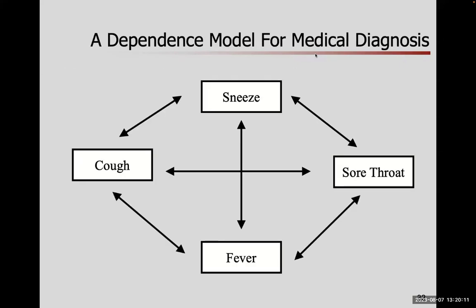Here's the model for medical diagnosis. I have a bunch of things I can observe. Is the patient coughing? Is the patient sneezing? Does the patient have a fever? Do they report having a sore throat? And all those things are correlated with one another. Not a very useful model, according to Pearl.